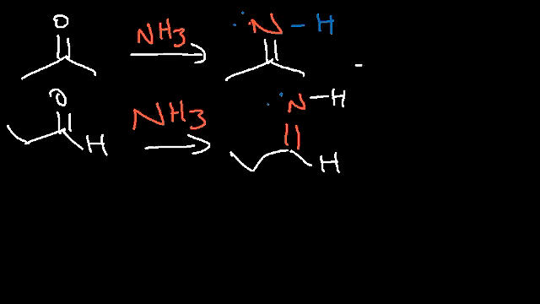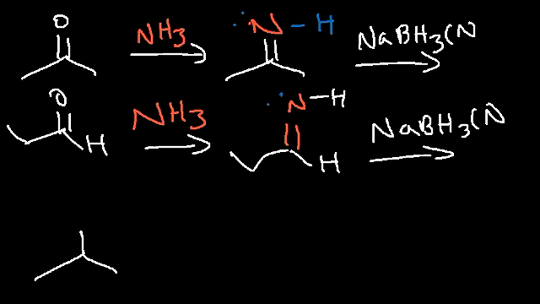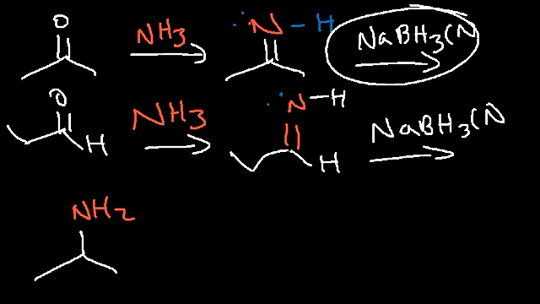Now, you can reduce the imine with cyanoborohydride, so sodium cyanoborohydride, or NaBH3CN. If you use it on the secondary imine, the double bond is going to be reduced to a single bond, so you're going to get a primary amine. So that's going to be the product for this reaction. And for this one, the amine is going to be on the primary carbon as opposed to the secondary carbon.